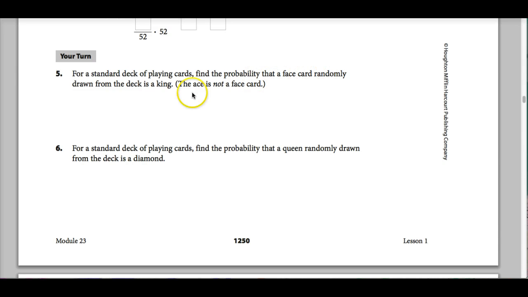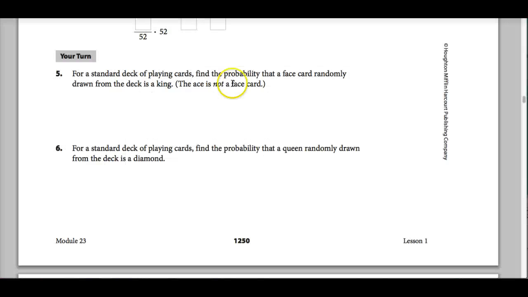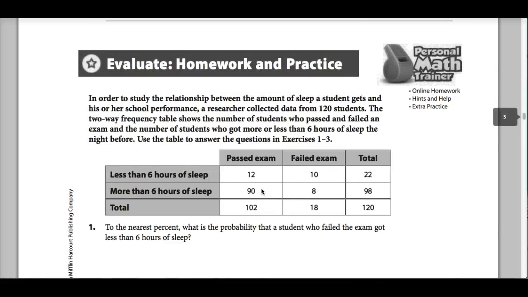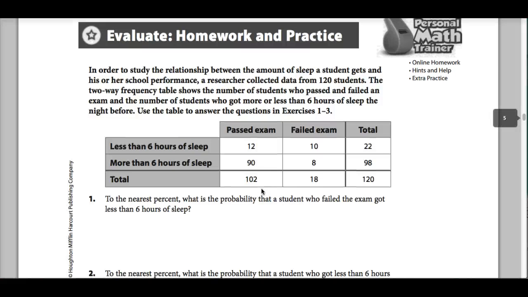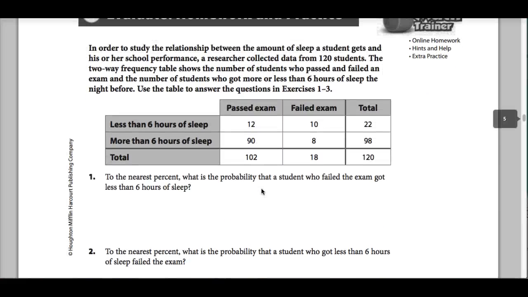Probability that a face card randomly drawn is a king. I'm going to go ahead and do the homework question. No, I'm actually going to do one of the evaluate questions. You're supposed to do the evaluate questions in the classroom because you already learned the whole lesson at home, but a lot of you have not been doing that. I just want to remind you that all your test questions were actually from the evaluate section. So now let's take a look at this.